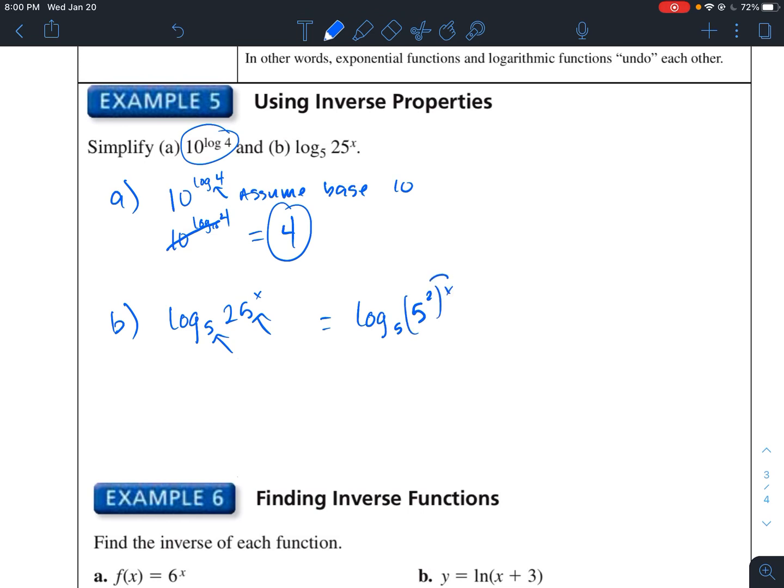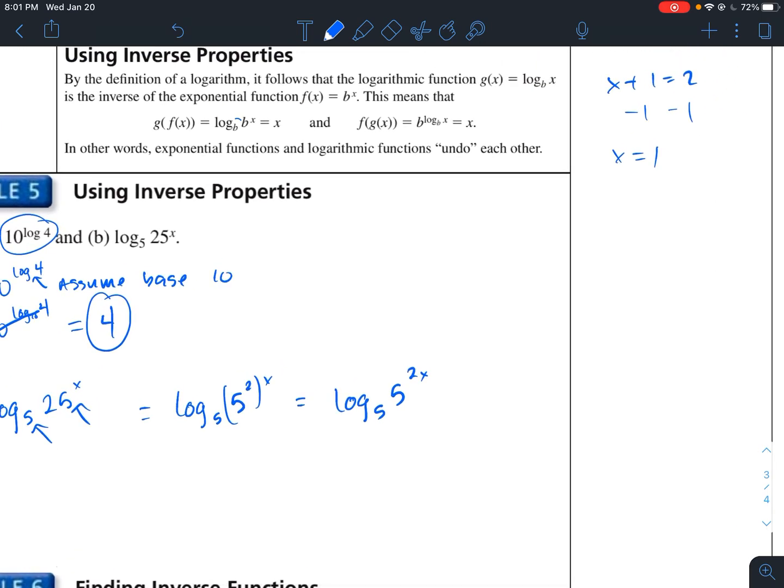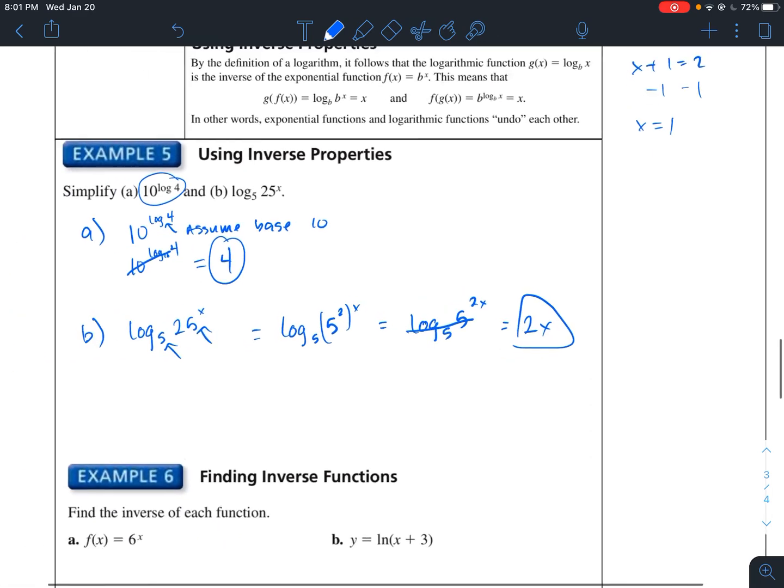Now, this is a power to a power, which means that I can multiply the exponent, so this is log base 5 of 5 raised to the 2x power. Now, look, we can use inverse properties right here. The base is the same as what you're taking the log of, which means they cancel because they're inverses of each other, and I'm just left with 2x. And there you go. That's really as hard as it can be. Really not too bad.